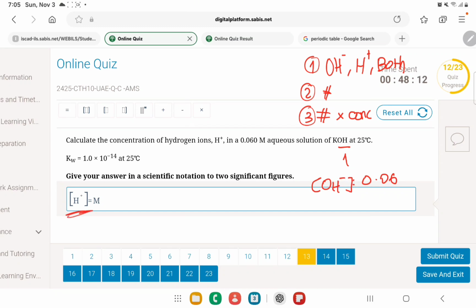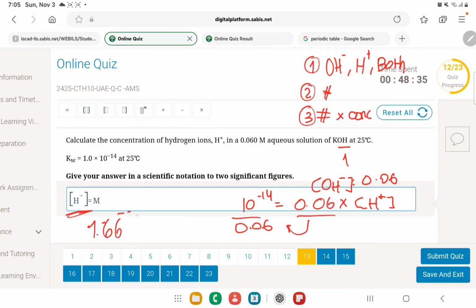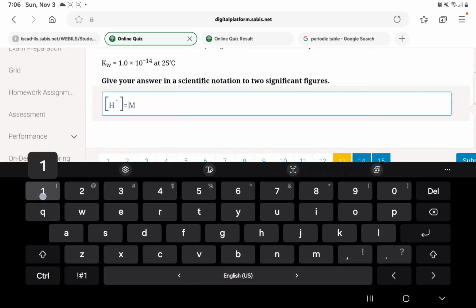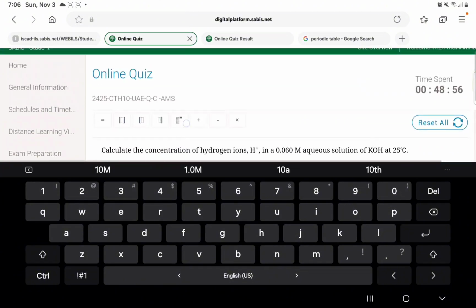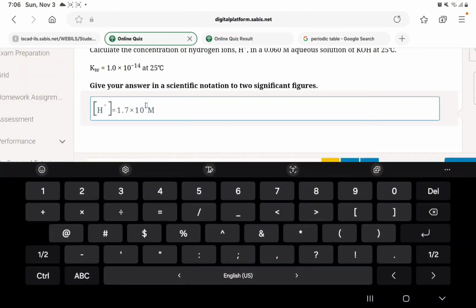Here they want the concentration of H plus. So we're just going to use the KW formula. 10 to the power of negative 14 is equal to 0.06 times concentration of H plus. I'm going to put the 0.06 to the other side. We're going to get 1.66666 times 10 to the power of negative 13. Here they wanted two significant figures, so we're just going to round it. So 1.7 times 10 to the power of negative 13.